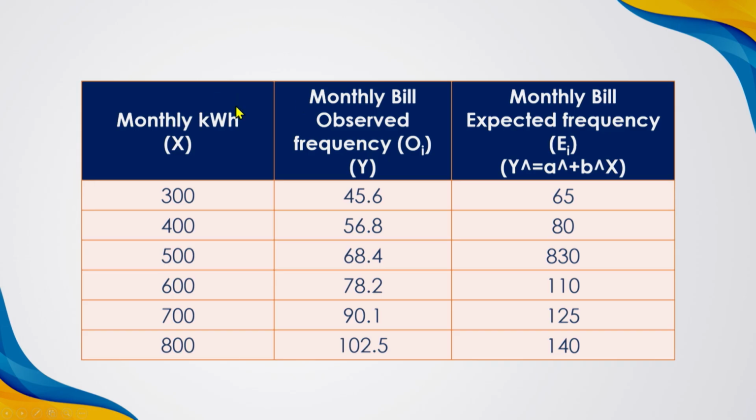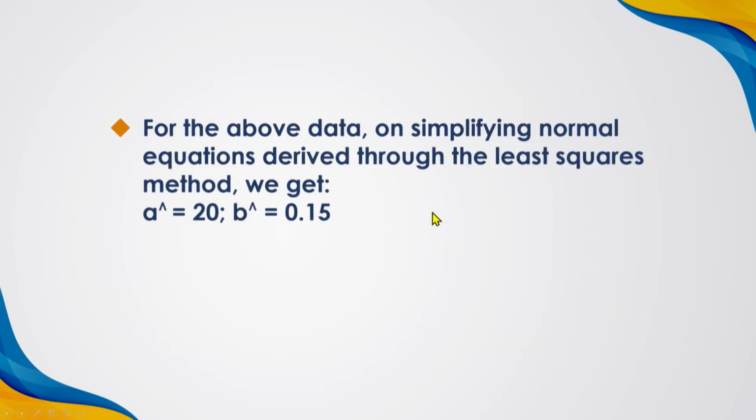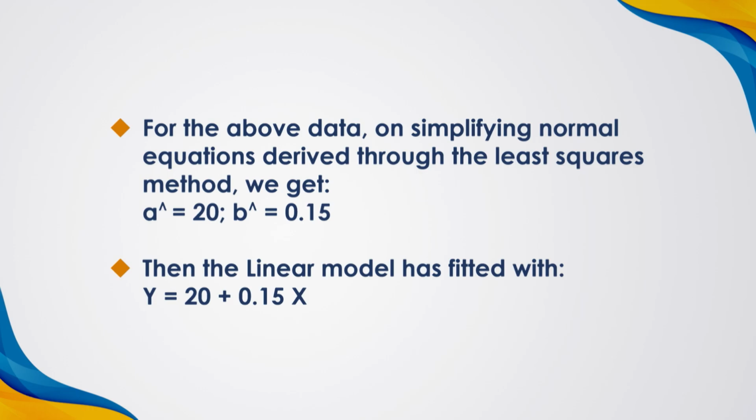Now you can see the sample data, where I have chosen capital X as monthly kilowatt, and similarly the monthly bill as the observed frequency OI, capital Y. Here these represent the number of units you have used, and here the amount which you have considered. Similarly, it is nothing but your expected frequency. By simplifying your a cap and b cap here, you can get these values. Yes, I can show how it has been obtained. For the above data, on simplifying the normal equations derived through the least squares method, you will get a cap and b cap as 20 and 0.15 respectively. By fitting this, you can say that capital Y will be equivalent to 20 plus 0.15 into x, which is your fitted linear model.